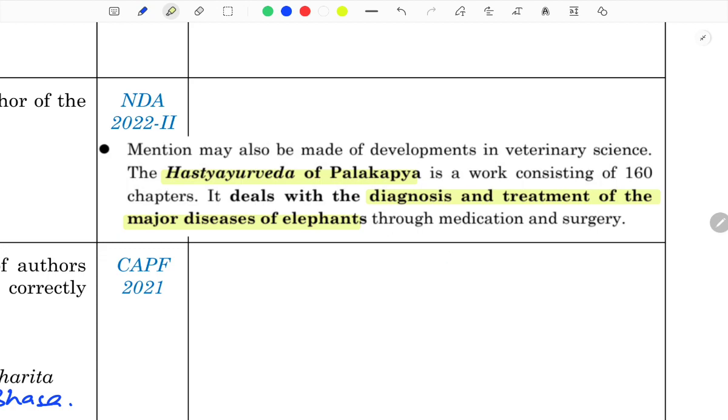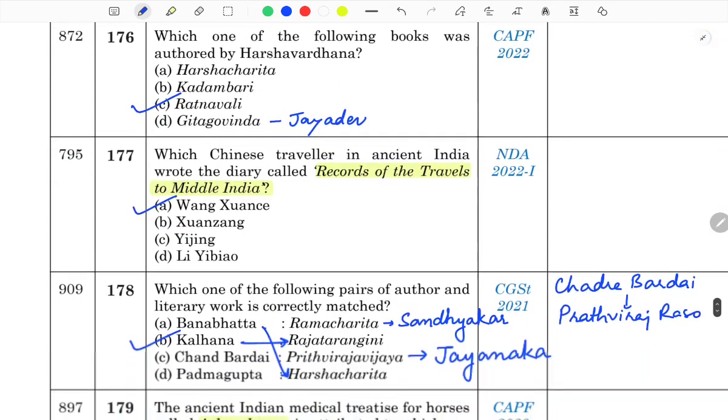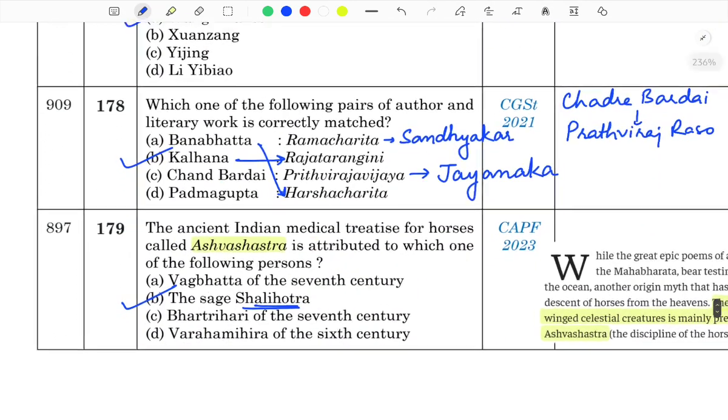They can confuse you with the kind of organ transplant of hands, because hasta defines the hand, hath also, fine. So you may get confused if you don't read it properly, but this is a work dealing with elephants. Another question up here, let's discuss, yes, first this.